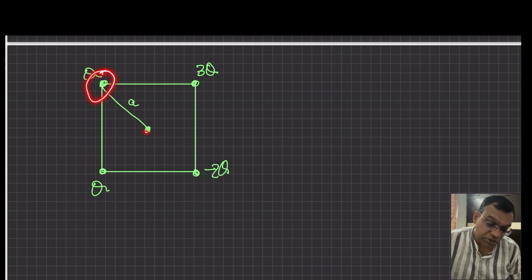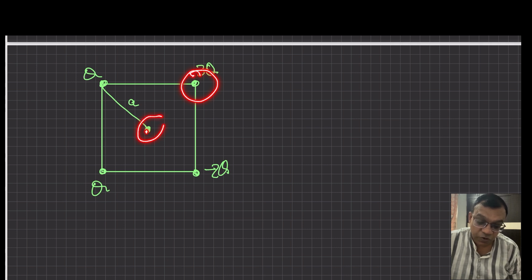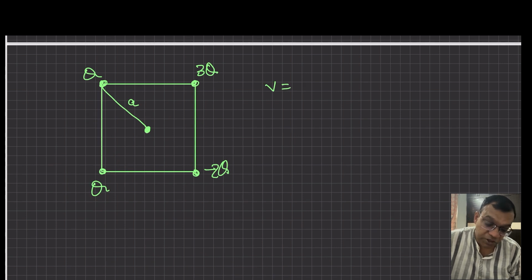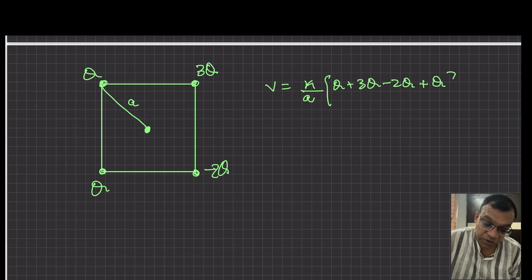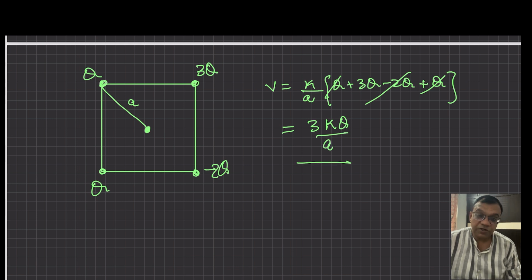Due to this charge, it is KQ by A. Due to this charge 3Q, the potential here is K into 3Q by A. Due to this minus 2Q charge, it will be K into minus 2Q by A. Due to this charge, it will be KQ by A. So the total potential comes out to be K by A times Q plus 3Q minus 2Q plus Q, and it will become 3KQ by A.